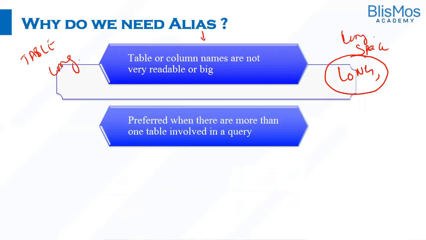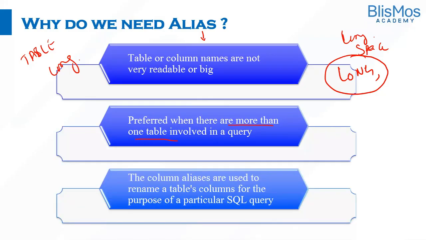One more time when we need aliasing is whenever you are trying to join the tables, whenever you are having a subquery. In those cases, using the same table name may land you into some problem. To avoid that, we prefer aliasing when there is more than one table involved in a query. And obviously, whenever you are writing SQL queries, column aliases are used to rename the table's column, for that particular SQL query.